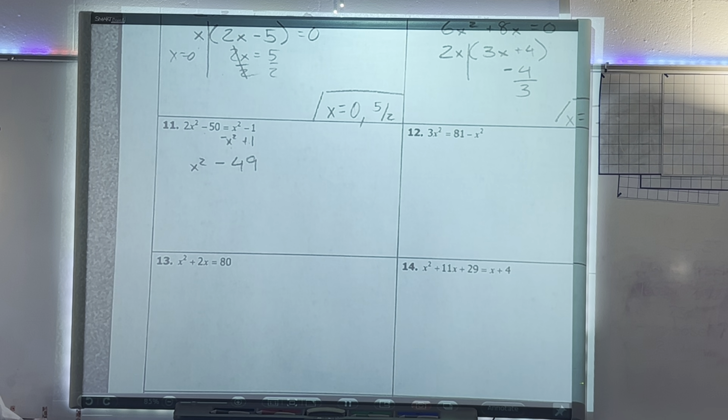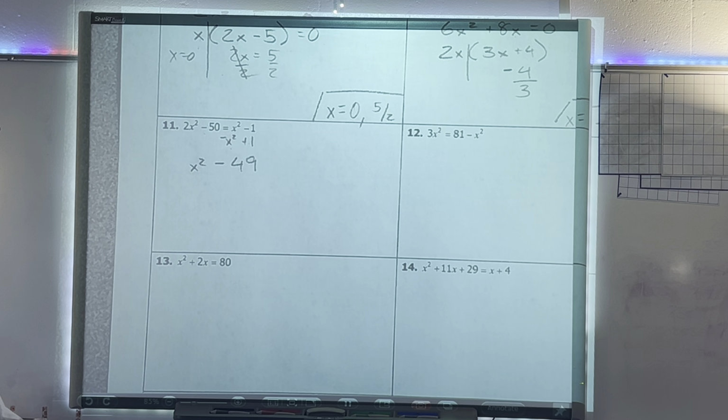How can I make the center cancel? Why does that happen? How do I add two numbers and get zero? How do I add two numbers and end up with zero when I add them and they're not both zero? One's positive and one's negative, which is exactly what happens here. That's why there's no B in the middle, okay? So that means that this is what is called difference of squares.